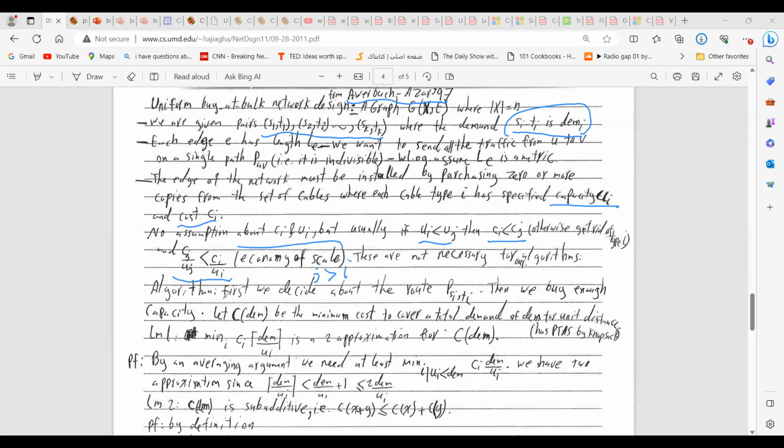The algorithm that we have here, we are assuming that we are finding the route s_i t_i between these two people. So this is essentially the graph G. We need to find what is the route. And this is one path we want to write here. And so we decide about this path, P of s_i t_i. And then along this path, we are buying enough capacity.